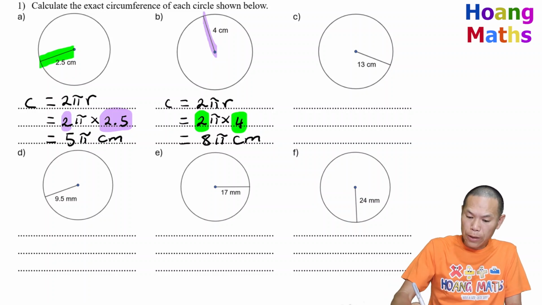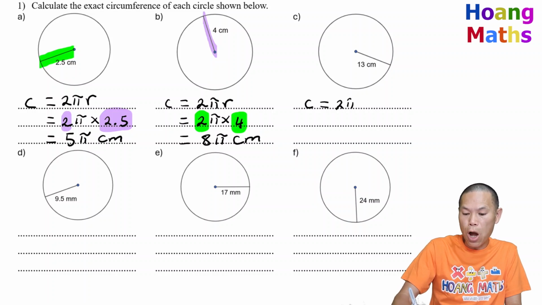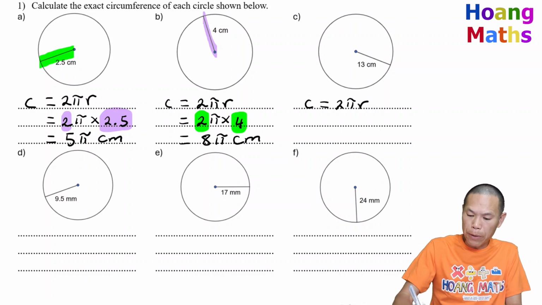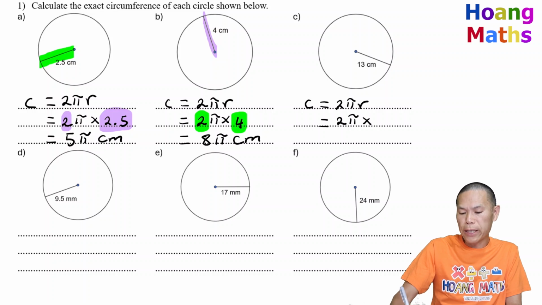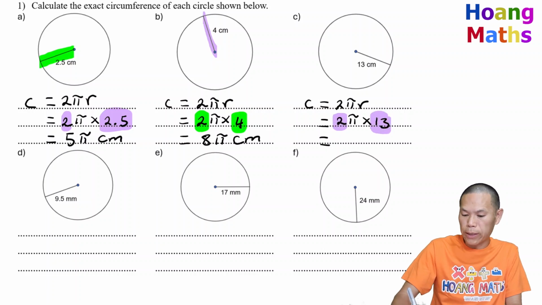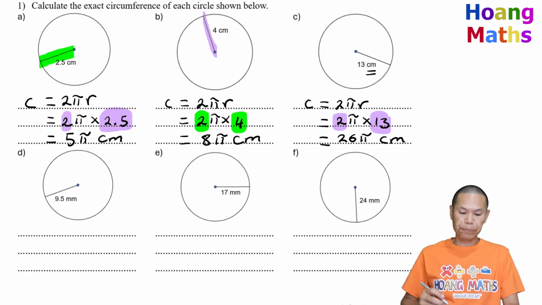Part C. So the circumference of a circle is 2 pi r. Remember, always start with the formula. So that becomes 2 pi, we times the radius, that is 13. Then we just need to work out the exact circumference. So 2 times 13 is 26. So 26 pi. And the unit is centimeters. So don't forget the units, okay?